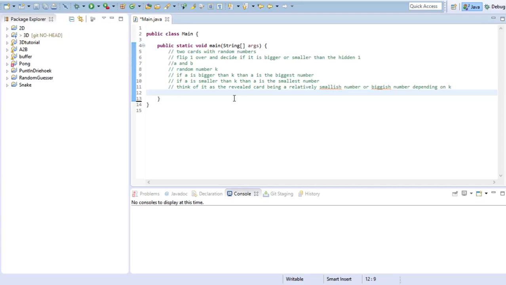And maybe this problem is a little bit too easy. Maybe it's hard. I don't know.